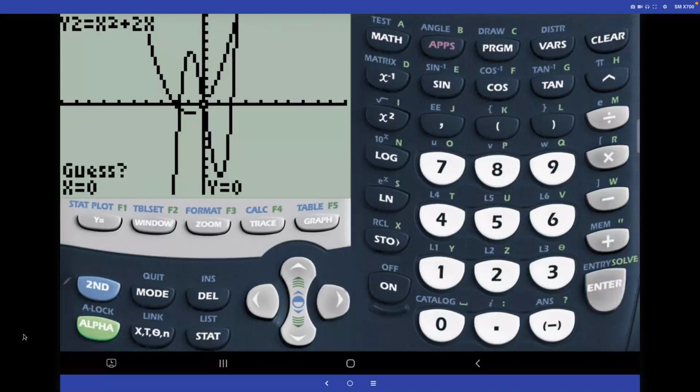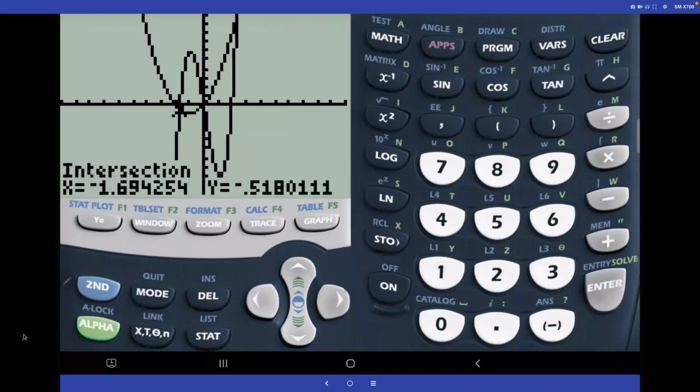And then it wants a guess. This is where you move your cursor around and get it close to one of the points of intersection. So let's just go for the very left one. That's close-ish. I hit enter, and there's my point of intersection.